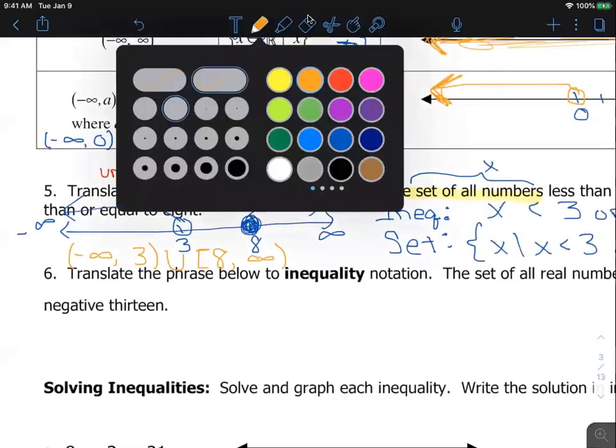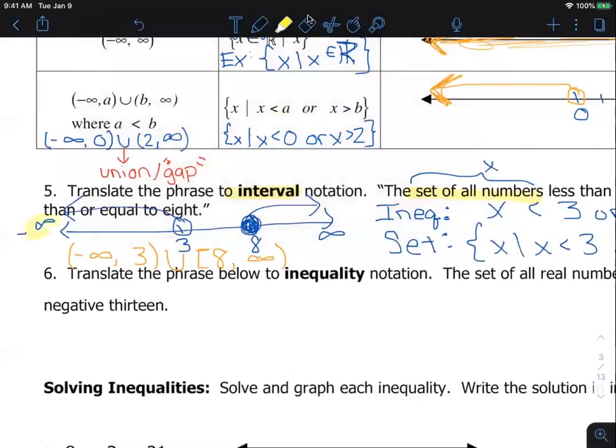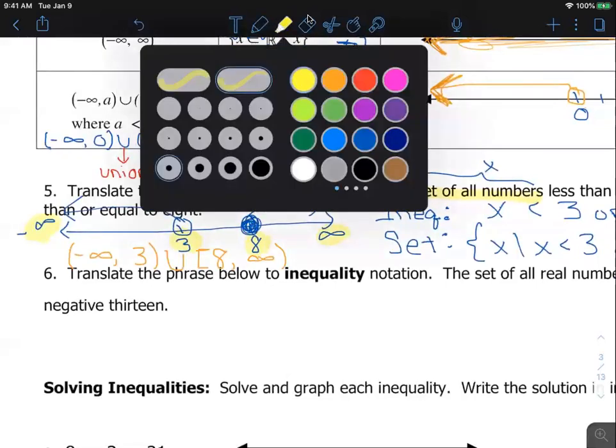So notice how I literally took each part. I went from the negative infinity until the 3, and then the 8 until the infinity. I just went from left to right, and that's how I listed the numbers, and then I used the correct parenthesis or bracket as needed.